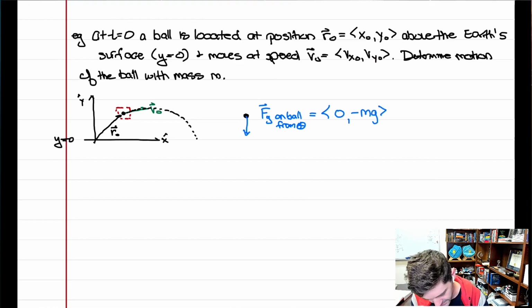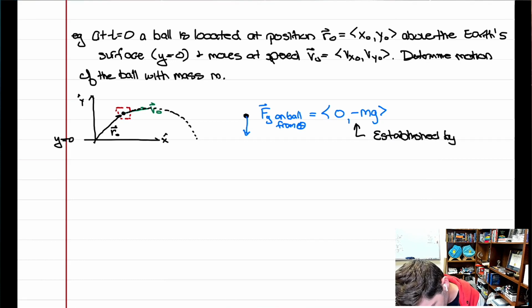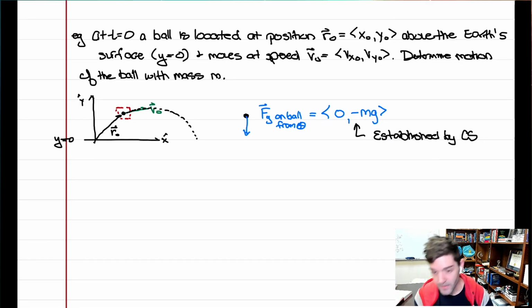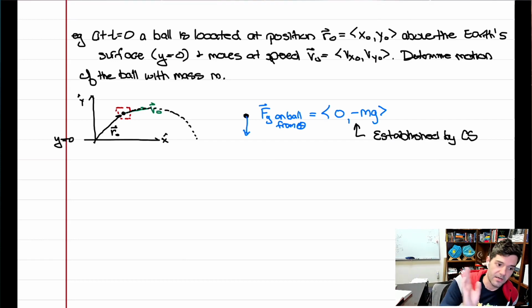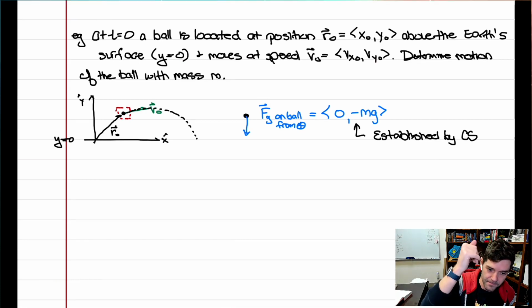Now I'm going to pause again to highlight this minus sign. Why is it a minus sign? This is established by the coordinate system. The coordinate system, which, notice I said positive in the y direction, is up. So since I know gravity is going to want to point towards the center of the Earth or towards the ground, that is why I need a minus sign there.